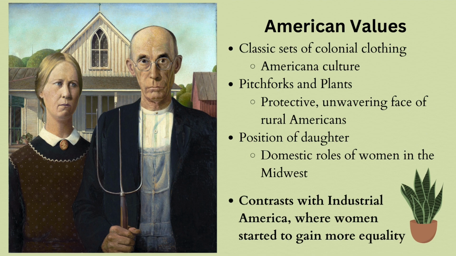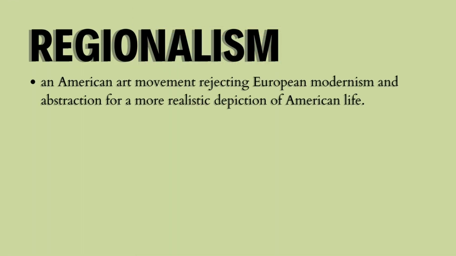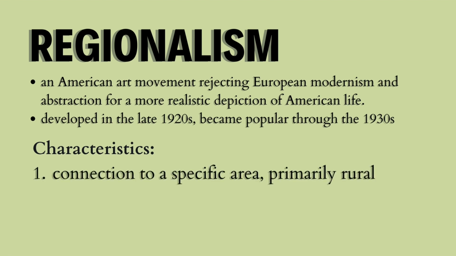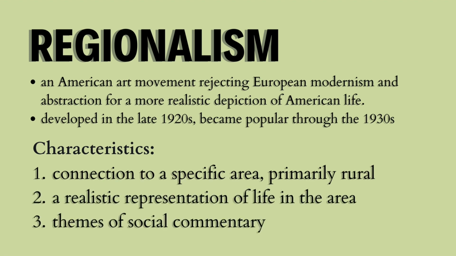more equality. Style. The style of this piece is regionalism, an American art movement rejecting European modernism and abstraction for a more realistic depiction of American life. It was developed in the 1920s and gained popularity throughout the 1930s. Three common characteristics of regionalist art are a connection to a specific area, particularly rural, a realistic representation of life, and themes of social commentary.